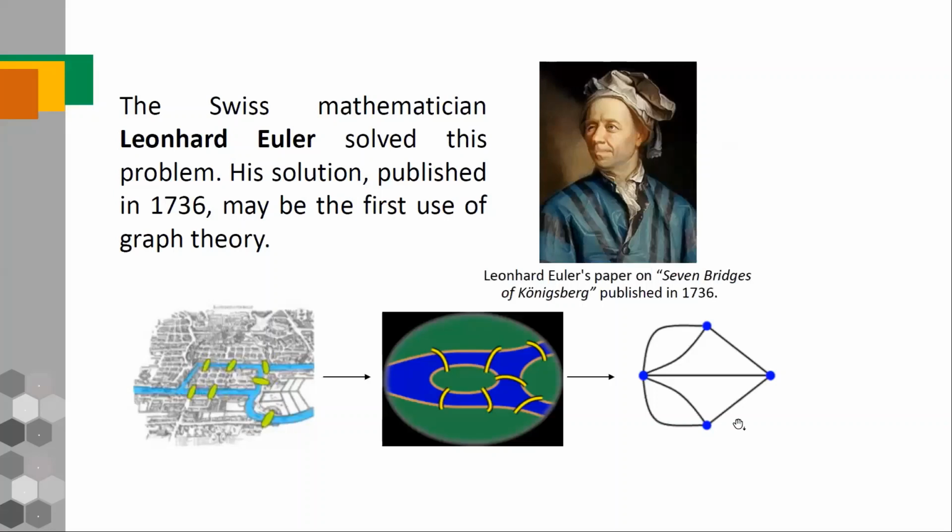Okay, so Leonard Euler, a Swiss mathematician, solved the problem, or instead of solving it, he explained why this problem is not possible. His solution was published in 1736 and may be the first to use graph theory. So he has a paper on the seven bridges of Königsberg.